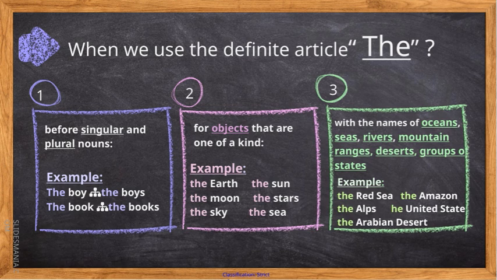In the next example, the Earth and the Sun are one-of-a-kind objects, so we always use the with them. The same goes for the moon, the stars, the sky, and the sea. Remember, the is used before singular nouns that are specific or unique, like these examples. It's also used with plural nouns when referring to specific groups or places, such as the boys or the books. Understanding when to use the helps us be precise and clear, especially when talking about these important geographical features or groups. So, whenever you're referring to something specific or unique, think about whether the is needed. That's the key point here.